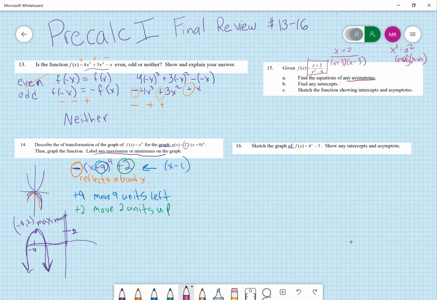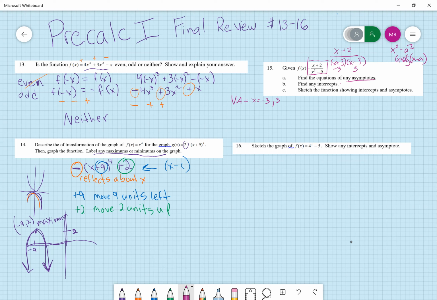Let's do any asymptotes first. Remember, we have vertical asymptotes where the denominator equals 0. In this case, the denominator equals 0 at -3 and +3. So we have vertical asymptotes at x equals -3 and +3. Now we've got an x over an x squared, so we know that our horizontal asymptote is the x-axis, but that can be crossed. So now we're going to do our intercepts.